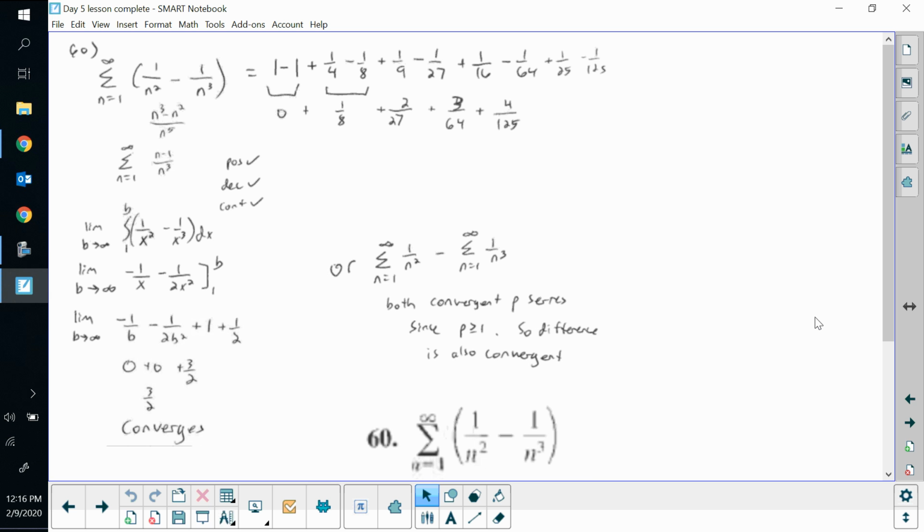So two ways you could do this. The first way I showed is actually the more complicated way. So if you look at the groupings of terms, where I have the 0, the 1/8, 2/27, and so on, it's positive, decreasing, and continuous, so you could do the integral test. So on the left there, I showed going through and doing an integral test. You get 3/2, so it converges by the integral test. The easier way was to recognize that both of those things individually are convergent p-series. So therefore, their difference must also converge. I'm going to go ahead and switch.